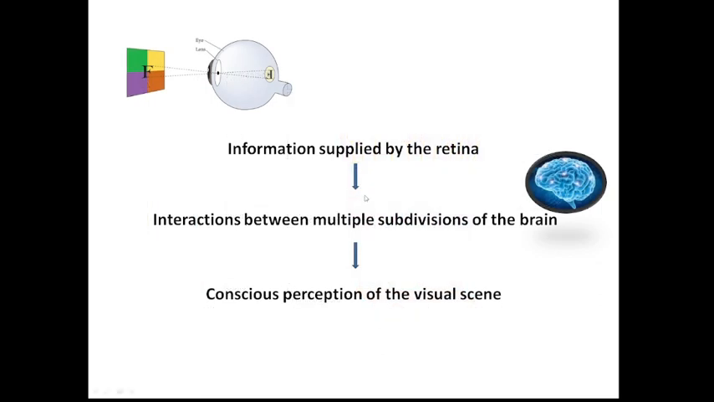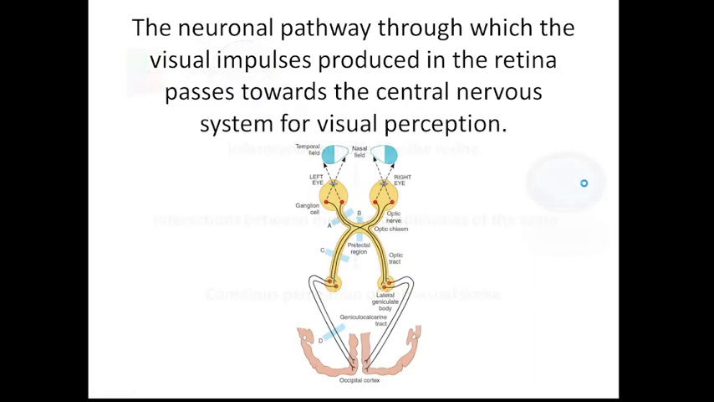Whatever information is supplied by the retina interacts with different parts of the brain, especially the occipital cortex, and only then can we have conscious perception of the visual sense. So the neuronal connections which connect the retina and the occipital cortex are the major source for transportation of the information from the retina to the brain for visual perception.